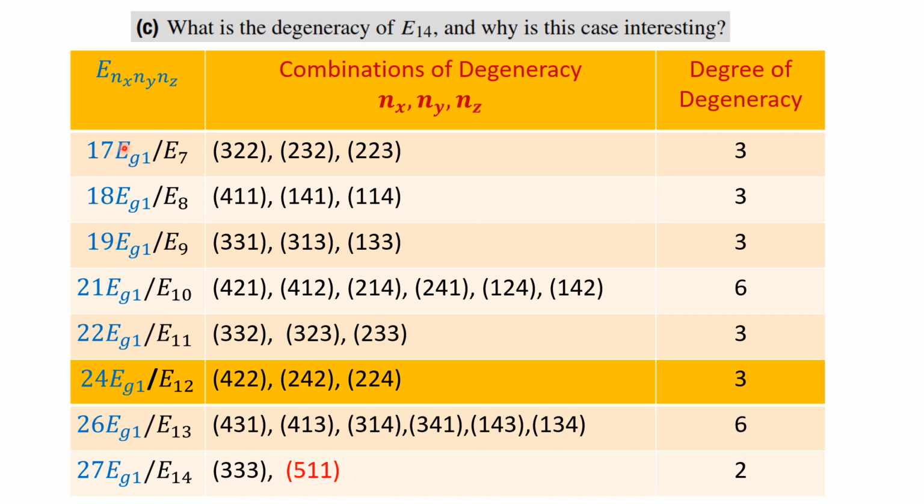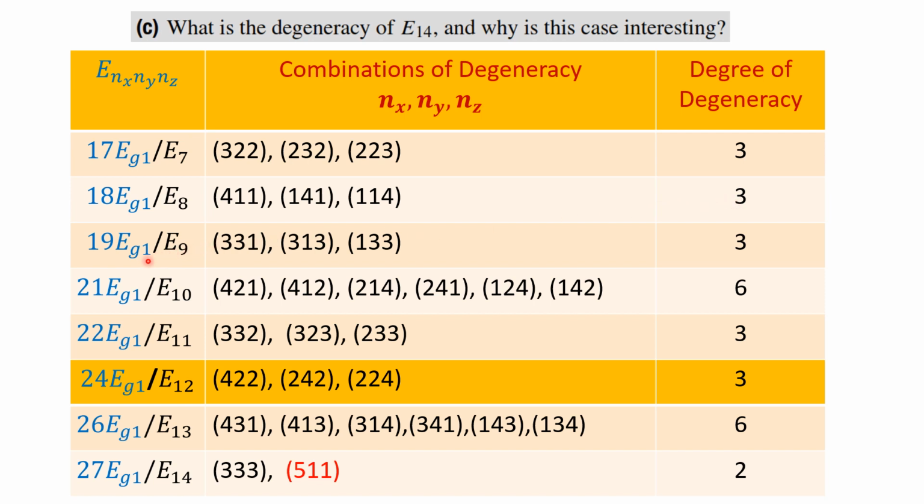So the next energy state is 17 EG1, which can be obtained by 3 2 2. So with 3 2 2, two are equal and one node is different, so you will get a degeneracy of 3. Then the next higher energy state is 18 EG1, which we obtain by squaring and adding 4 squared plus 1 squared plus 1 squared. So 16 plus 1 plus 1, 18. So two are the same, so naturally degeneracy is 3.